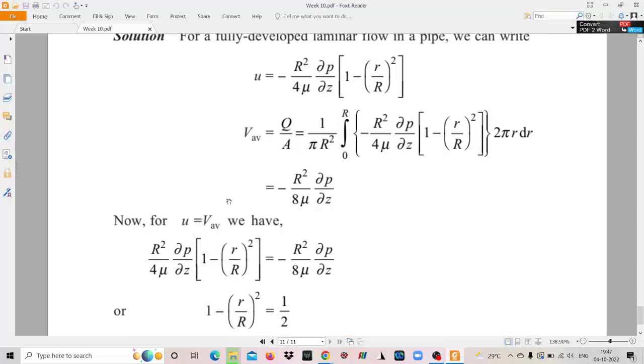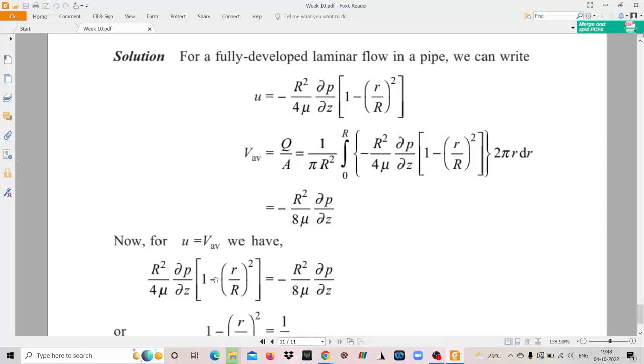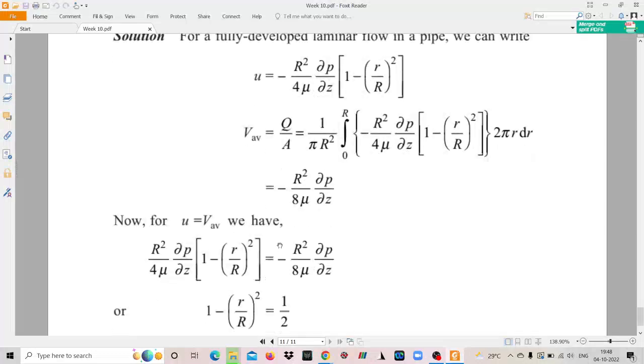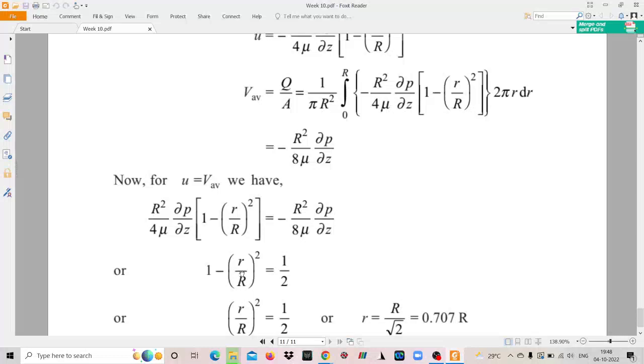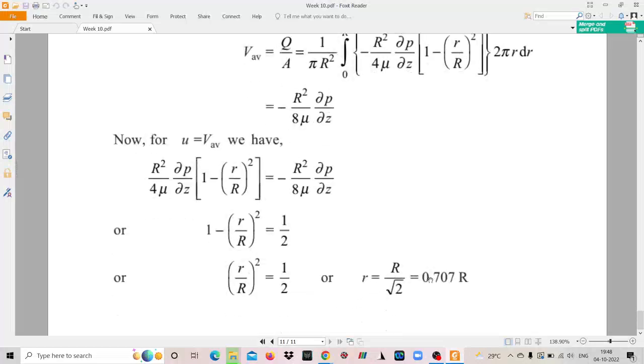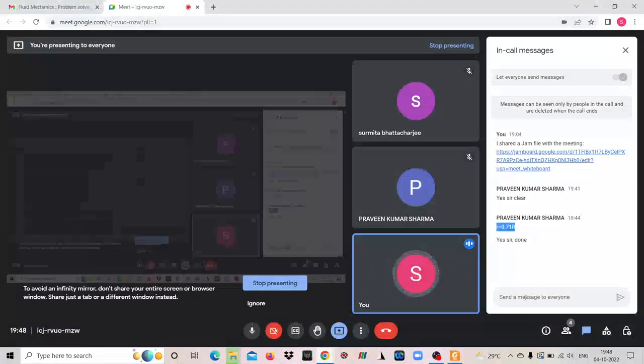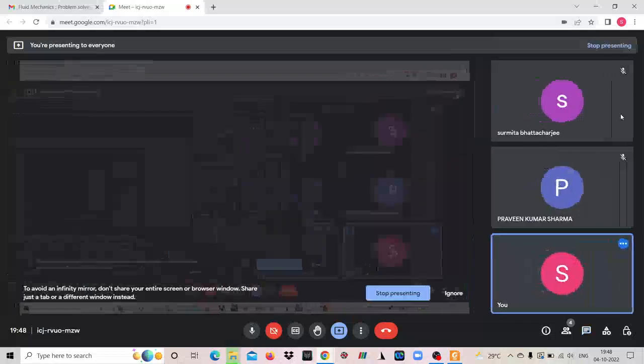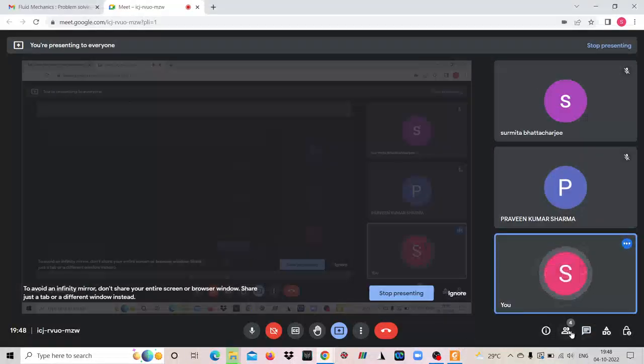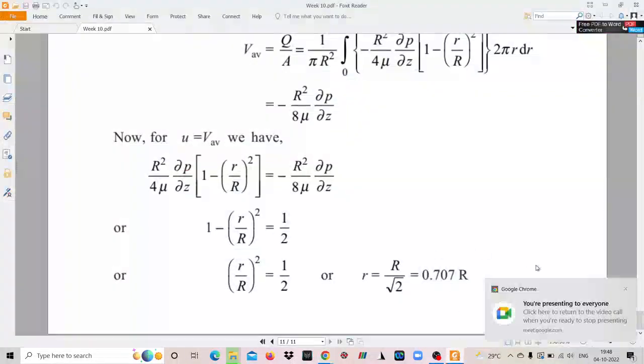Now when u is equal to V average, simply in place of u we need to replace it by V average, and then find that the value of r by R square is equal to half, or r is equal to 0.71 R approximately. So yes, the answer is correct. I hope you are able to do it correctly, Praveen. So you have understood the concept.